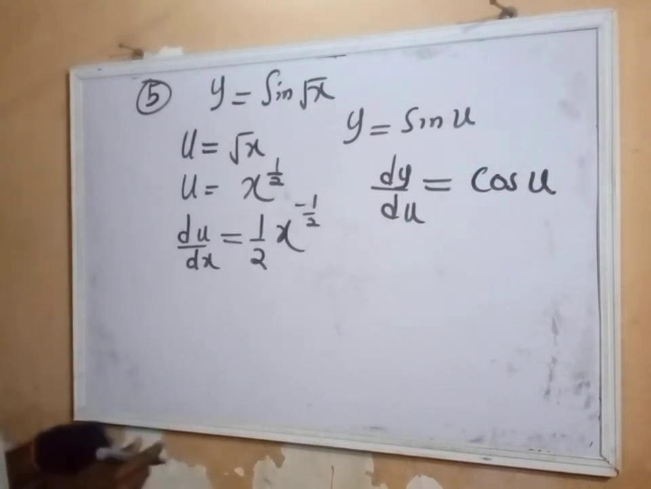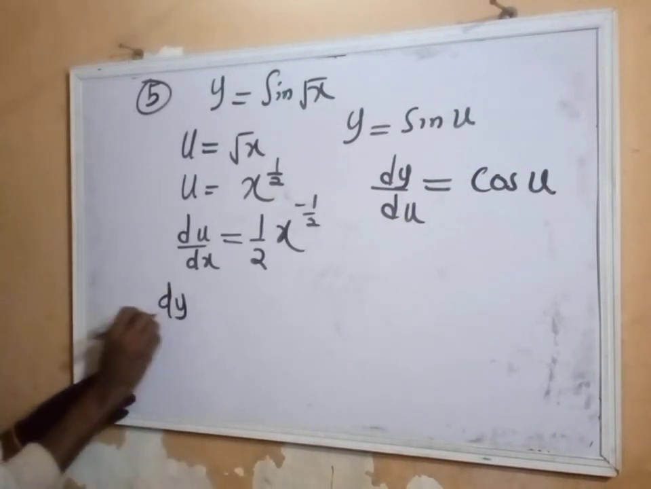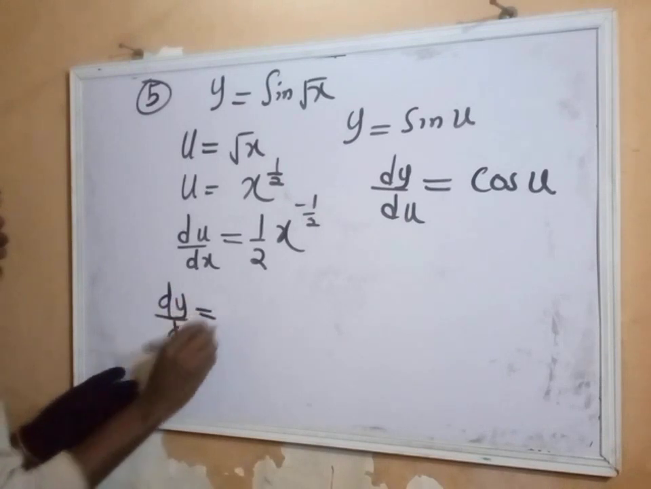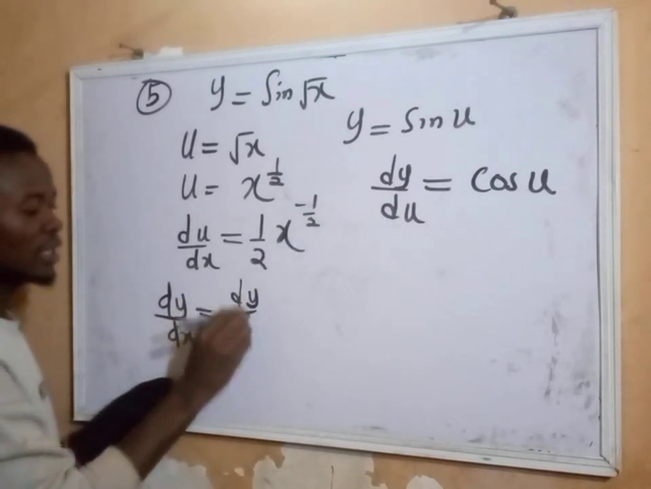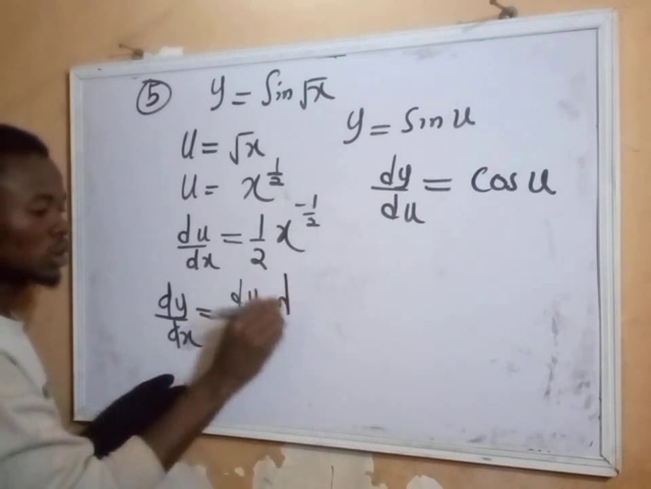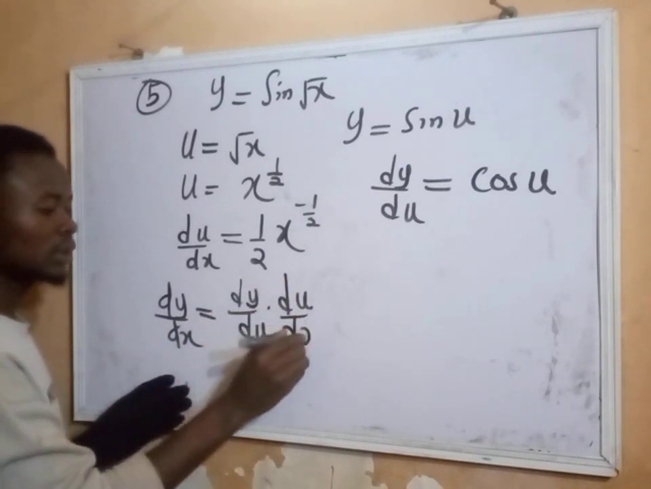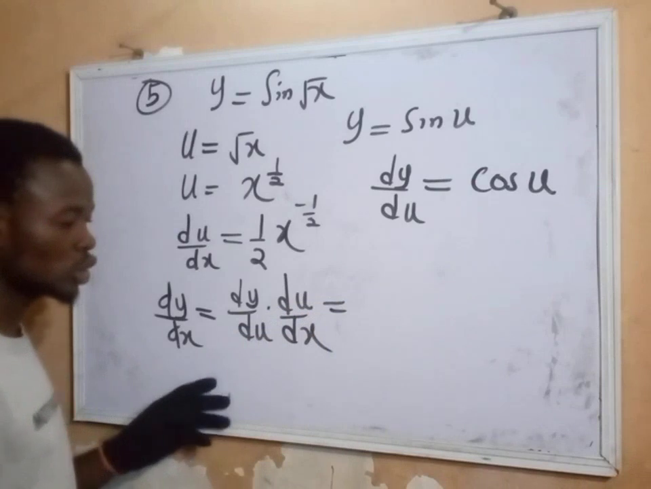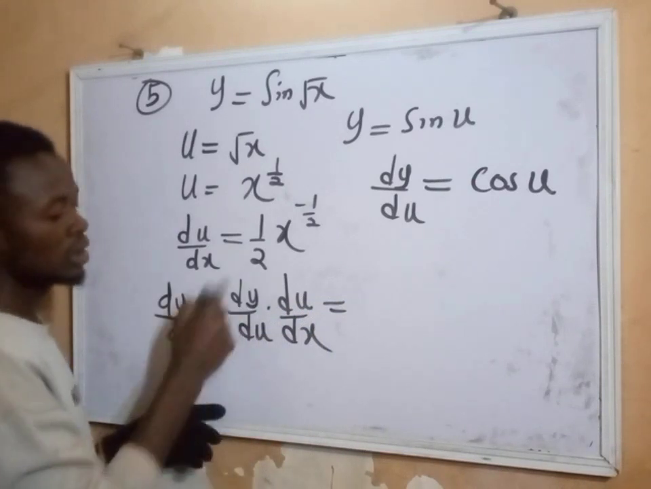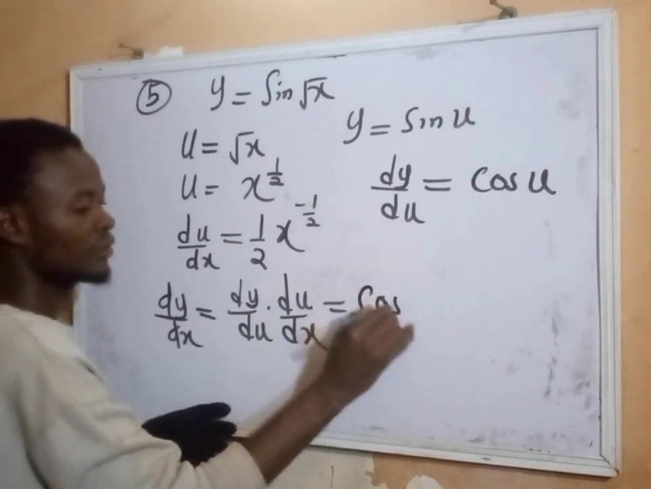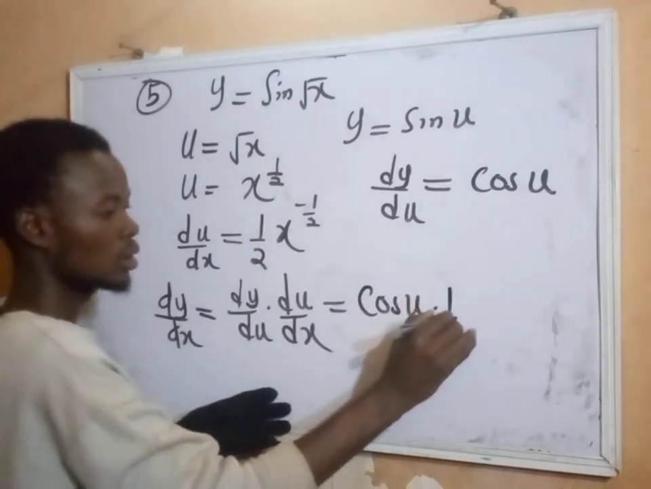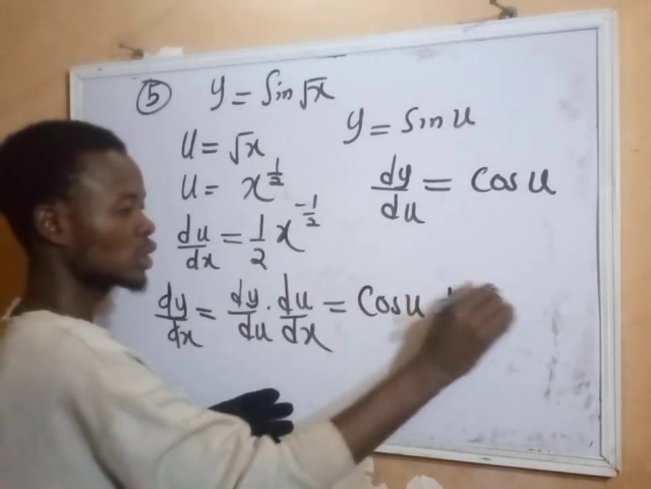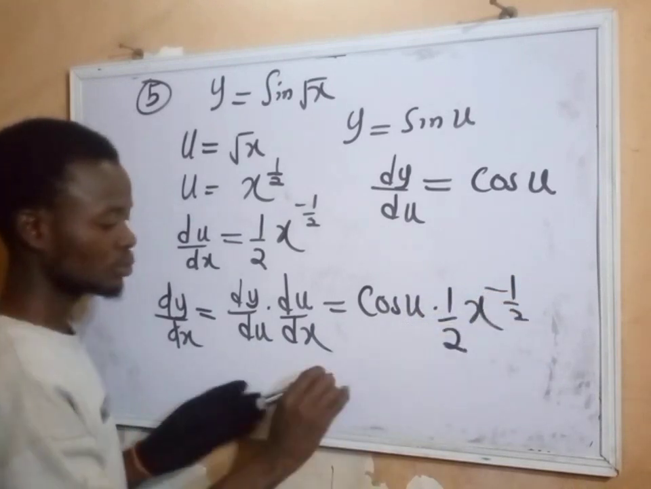By making this together, we obtain dy/dx equal to dy/du times du/dx. So what is dy/du? We have it as cos u. And du/dx is 1 divided by 2 x raised to the power of minus 1 over 2.